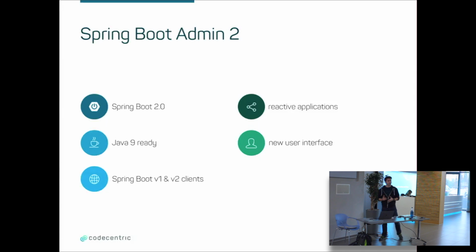We're trying to be Java 9 ready, as the current version has a problem with split packages across the Maven modules. We have to fix that for Spring Boot Admin 2. We try to support both Spring Boot 1 and Spring Boot 2 clients monitored by Spring Boot Admin 2. It may be that we can't support all features for the old clients, since some of the Actuator endpoints have changed very heavily in the new Spring Boot release.